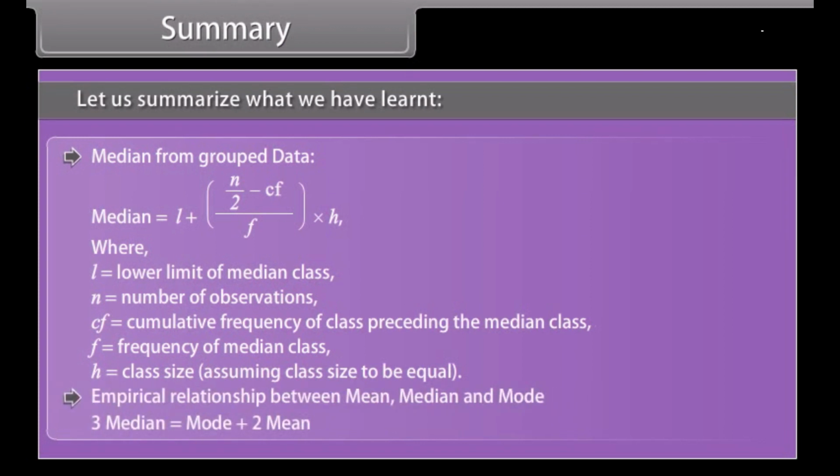Empirical relationship between mean, median and mode. 3 median equals mode plus 2 mean.